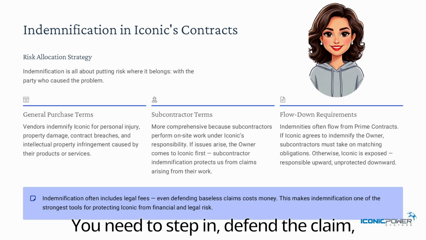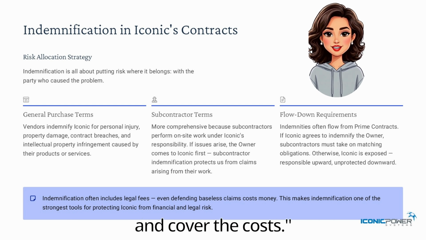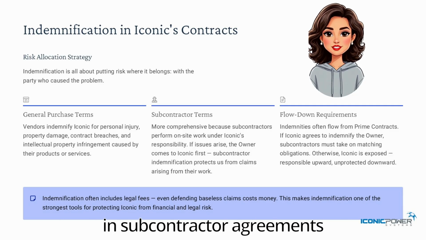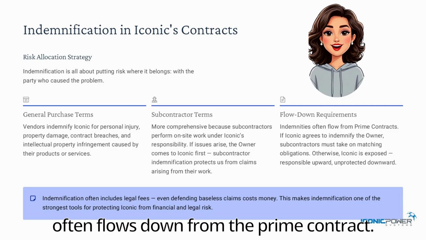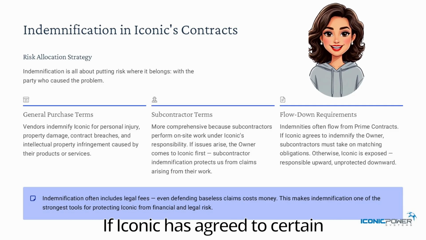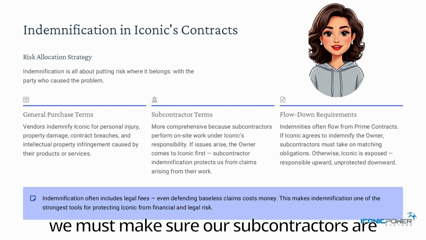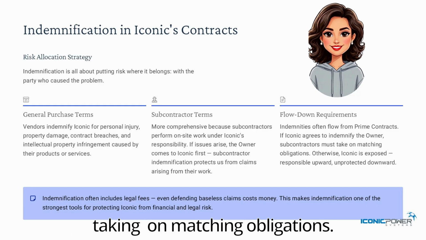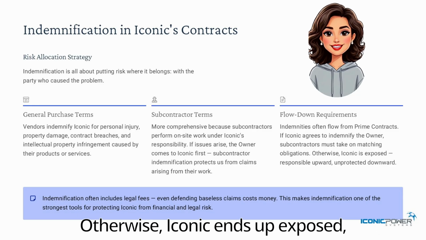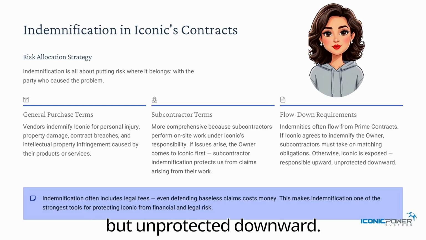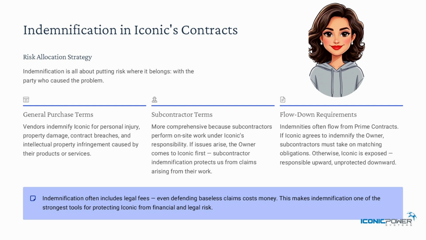You need to step in, defend the claim, and cover the costs. Another important point, indemnification in subcontractor agreements often flows down from the prime contract. If Iconic has agreed to certain indemnities to an owner, we must make sure our subcontractors are taking on matching obligations. Otherwise, Iconic ends up exposed, responsible upward but unprotected downward.